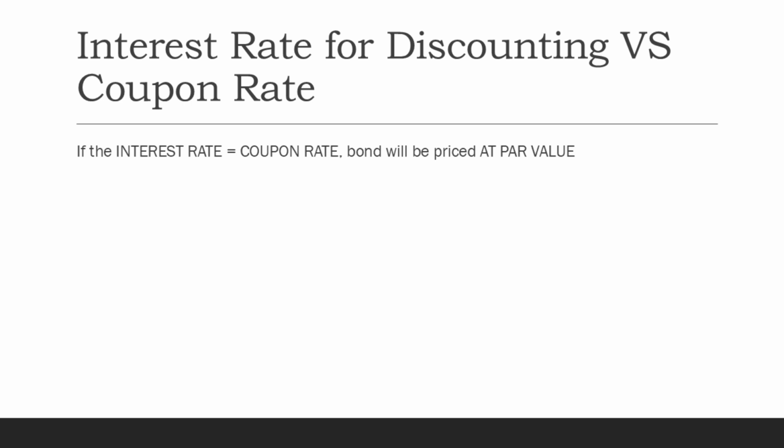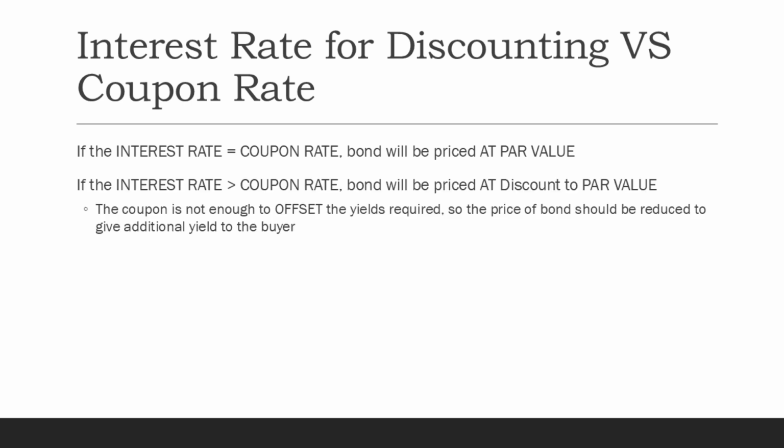Well, if the interest rate is equal to the coupon rate, the bond will be priced at par value. If the interest rate is greater than the coupon rate, the bond will be priced at a discount to par value. Now try to think of this as the coupon not being enough to offset the yields required. So the price of the bond should be reduced to give additional yield to the buyer. After all, the coupons are not paying enough. Therefore, you have to get that additional yield from a lower price.